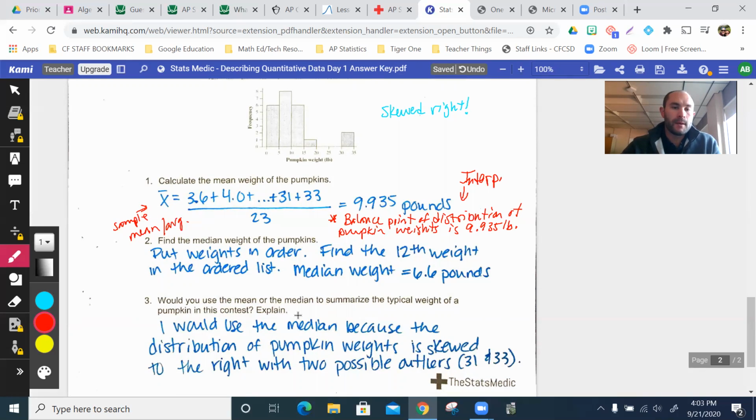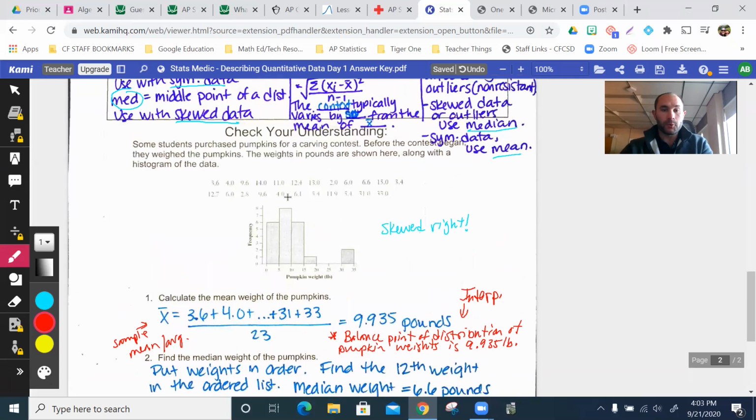Okay. Find the median: put the weights in order, find the 12th weight on the ordered list. The median weight is 6.6 pounds. So I'm not going to put all of those in order. You can use Statplet for this, or you could use your calculator and enter this into list one on your calculator and run the one variable stats on it. And I had a video I shared with you all about how to do that too. So you could do that, or you could use Statplet and just enter that in.